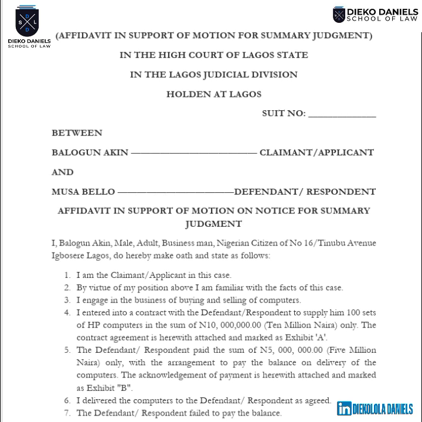So let us flow with this order. I engage in the business of buying and selling of computers. That is the first thing, because the judge does not know who you are. So you have to tell the judge what you are. My lord, I buy and sell computers. Now the judge understands, okay, this one is a businessman who buys and sells computers.